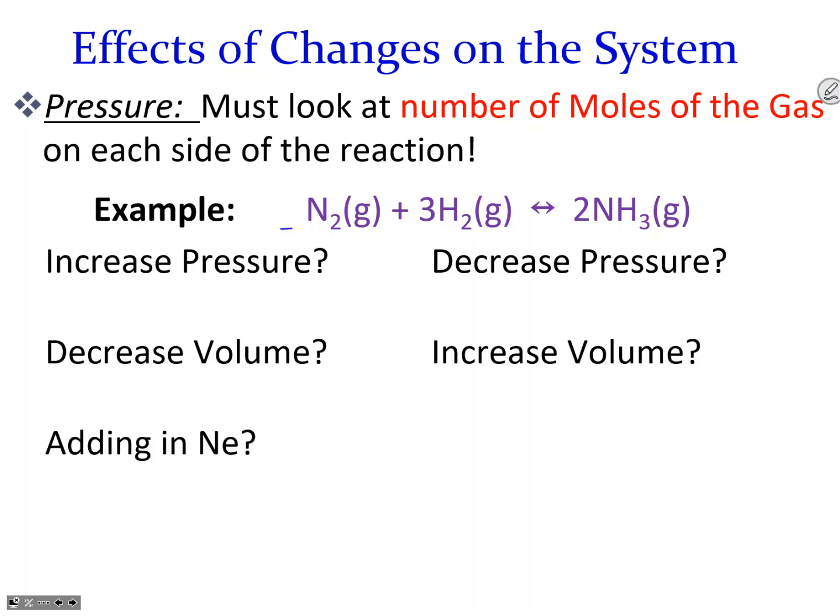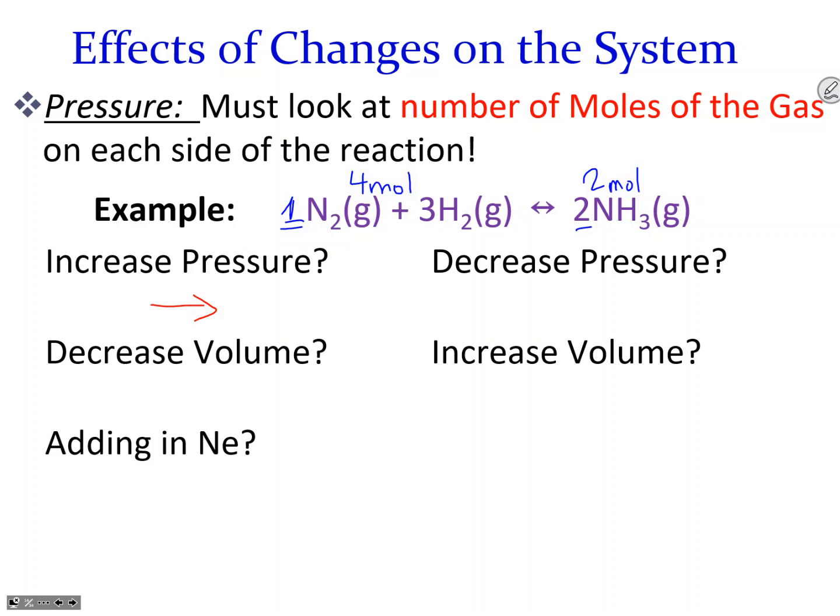So this side has a total of 4 moles. This side has a total of 2 moles. And you're only looking for gases because they're the only phase that's going to exert pressure. So if we increase the pressure, which way is it going to go? Since increasing pressure is going to go to the side with fewer moles of gas, we're going to go to the right towards the products. That is correct.